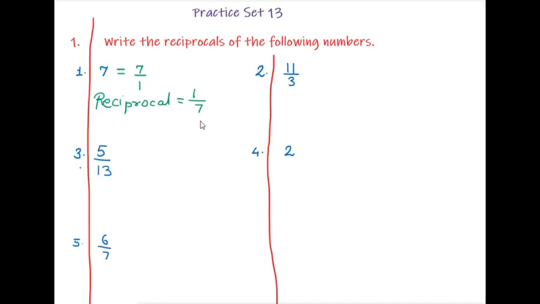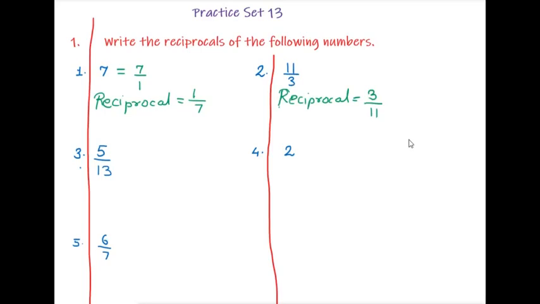Now, the next sum, that is the second sum, 11 upon 3. So, what will be its reciprocal? We will write here, reciprocal is equal to 3 upon 11. Okay. Reciprocal of 11 upon 3 is equal to 3 upon 11.